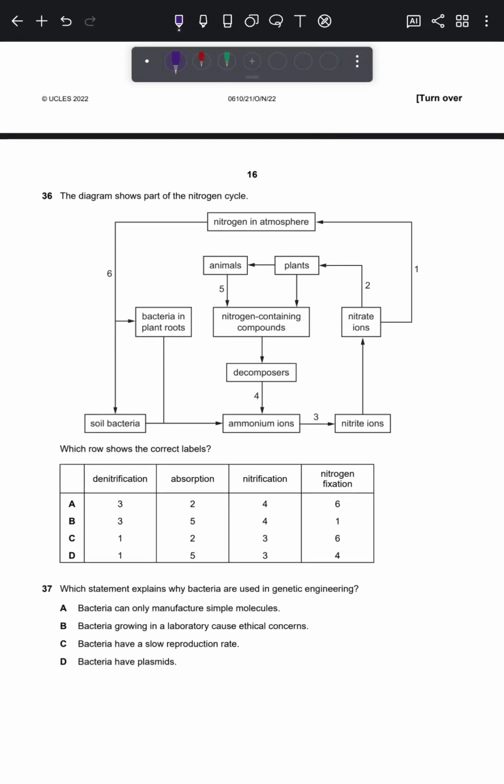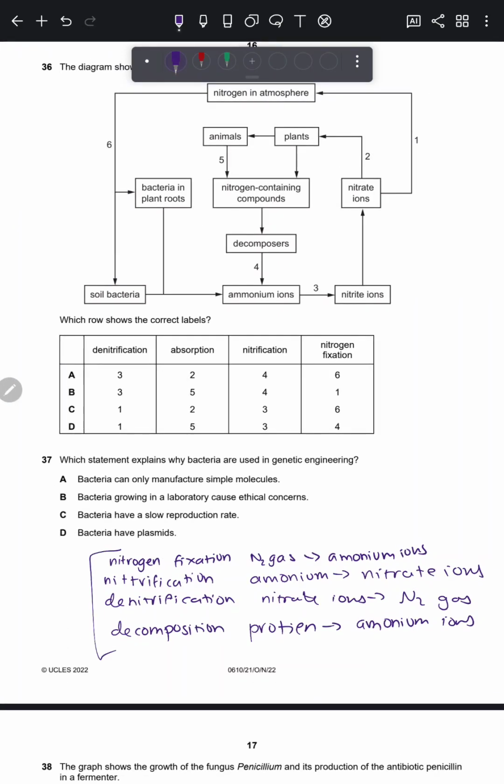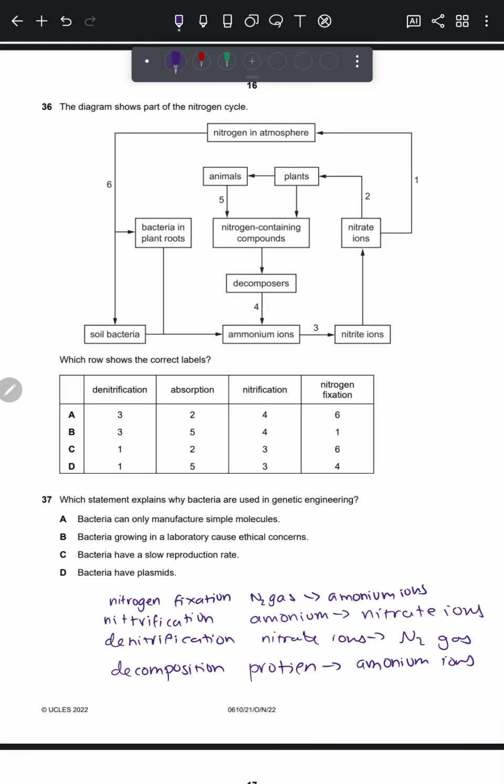Diagram shows part of the nitrogen cycle. Which row shows the correct labels? Now this I am not very confident with, but let's try. So I've written down all the processes that take place because it will help us answer it. So if we look at some nitrogen gas going to ammonia, if we can find it in here, nitrogen in the atmosphere going into the soil. Okay, let's leave that one for now. So, we just have to find nitrification, which is ammonium to nitrate ions. So that must be 3.